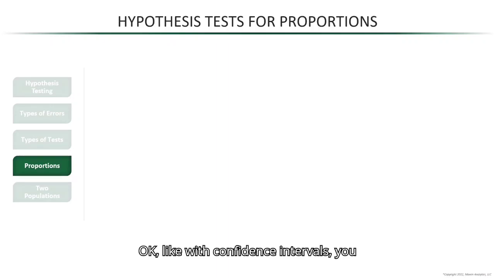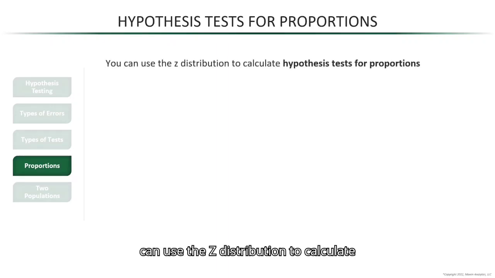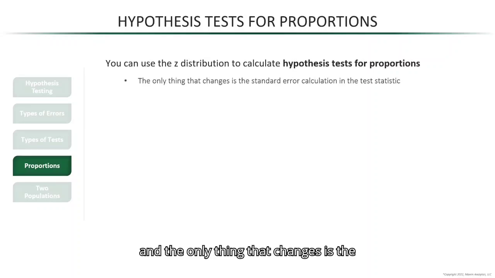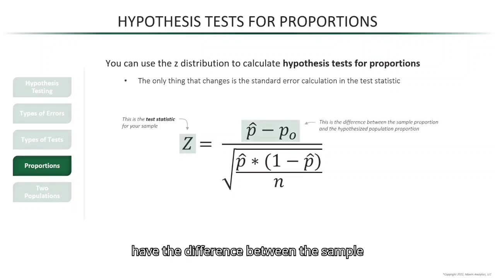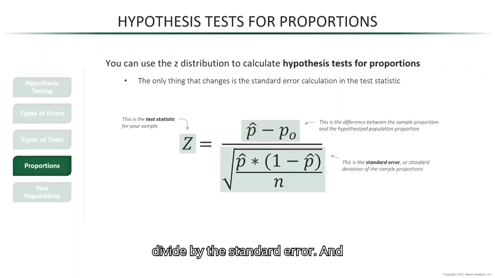Okay, like with confidence intervals, you can use the z-distribution to calculate hypothesis tests for proportions. And the only thing that changes is the standard error calculation in the test statistic. Let's take a quick look at the formula. You have the test statistic, in this case z instead of t. You have the difference between the sample proportion and the hypothesized population proportion, and then you divide by the standard error. And after that, the steps are the same.